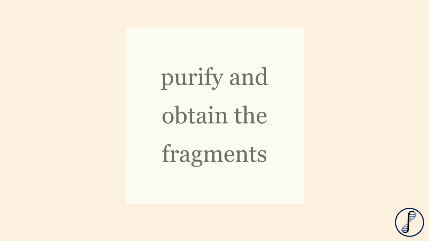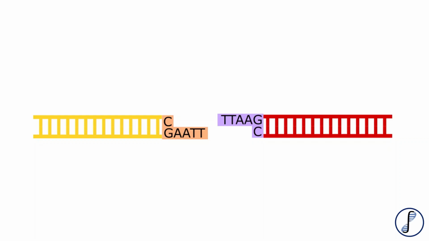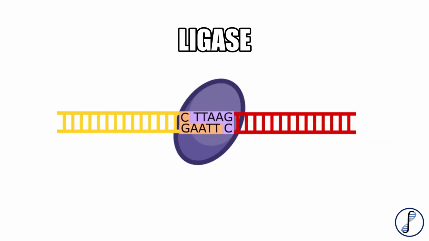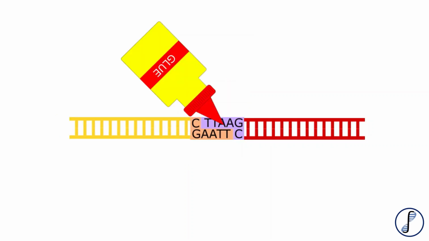After purifying and obtaining the fragments we want to join together, we put the fragments into the same solution. Look at the sticky ends of the two fragments. Can you see that they are complementary to each other? We can stick the fragments together using an enzyme called ligase. A ligase acts as a permanent glue that sticks the ends of the fragments together. This way, the desired gene of interest is being inserted into the plasmid and it can be put into bacteria.